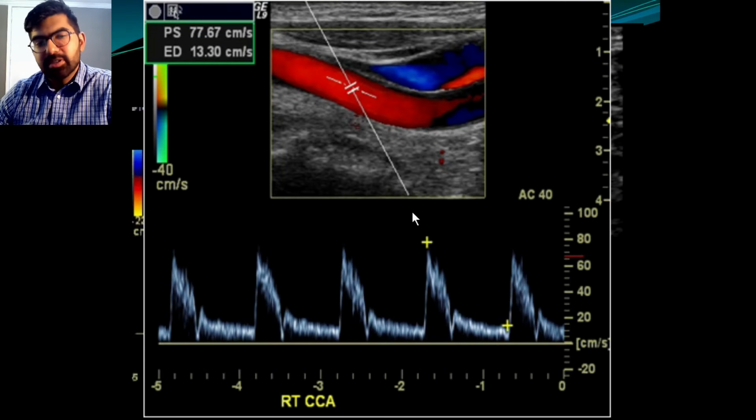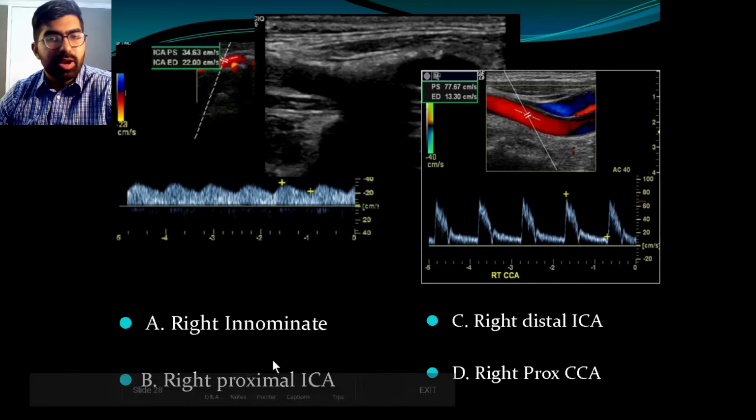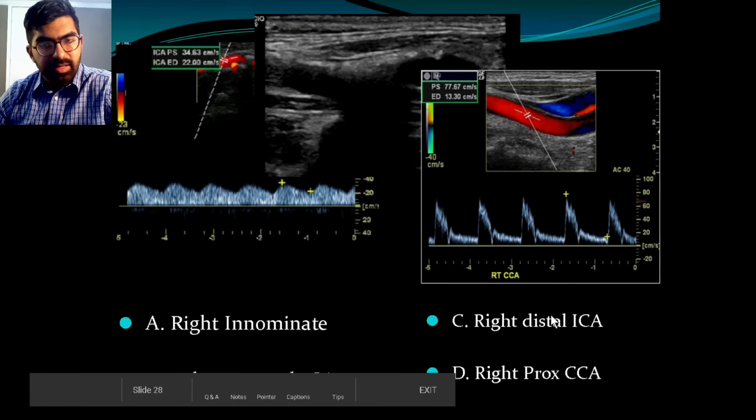But there's clearly a lesion here, and I want you to tell me where that lesion is. Is the lesion in the right innominate artery? Is it in the right proximal ICA? Is it in the right distal ICA? Or is it in the right proximal common carotid artery?